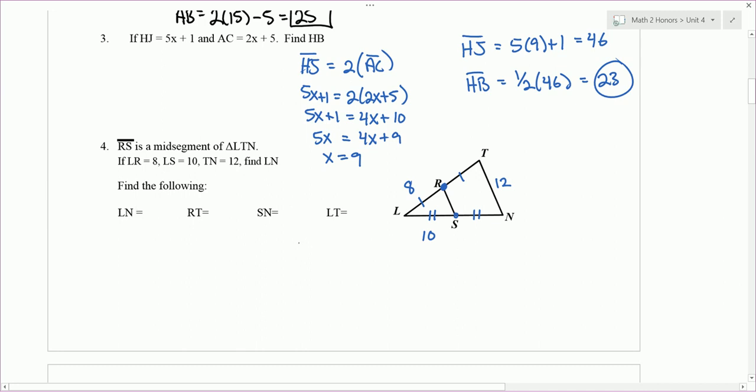So we want to find LN. Well, if LS is 10, then SN is 10, and so LN is 20. We want to find RT. RT is the same length as LR, so it's 8. SN is the same length as LS, which is 10. And LT, that's 16. And we got it.